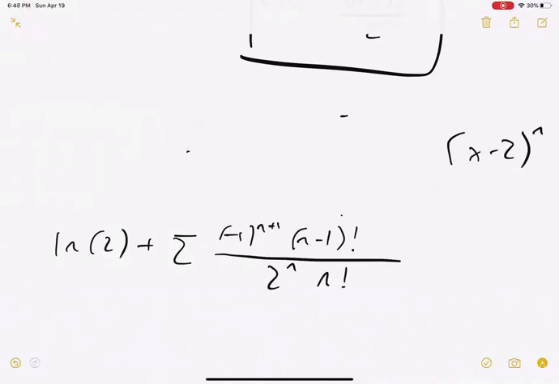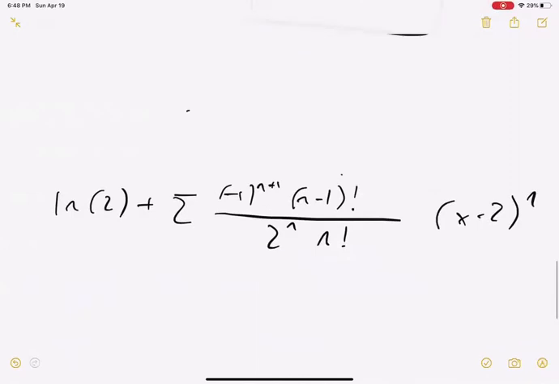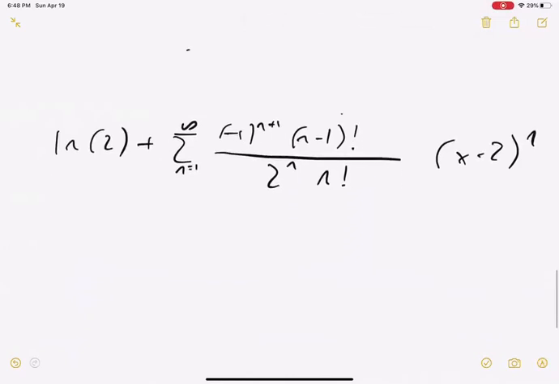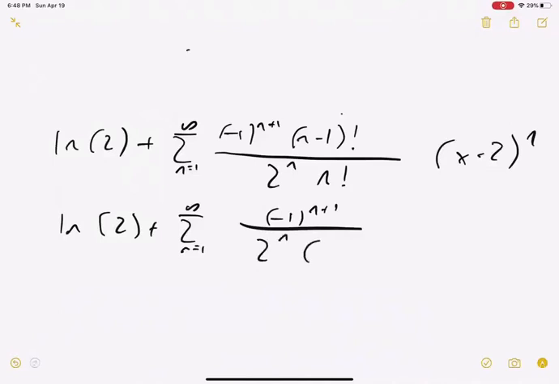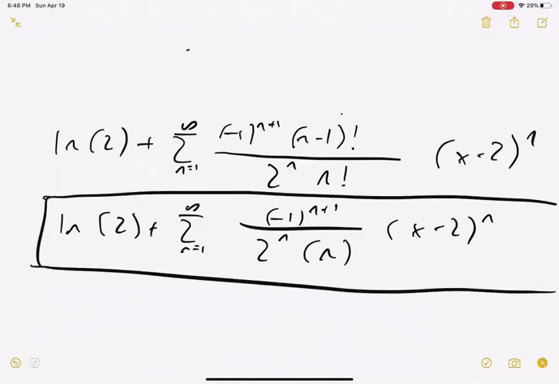Just so we're not too cluttered, I'll erase this. Okay, so first simplification would be this, all right? I just combine the denominators of my fractions, and I get n minus 1 factorial over n factorial. I could simplify that as (-1)^(n+1) over 2^n times n, times (x minus 2)^n. Okay, and that's probably as simple as I can make this. So this should be my solution for my Taylor series centered at x equals 2.